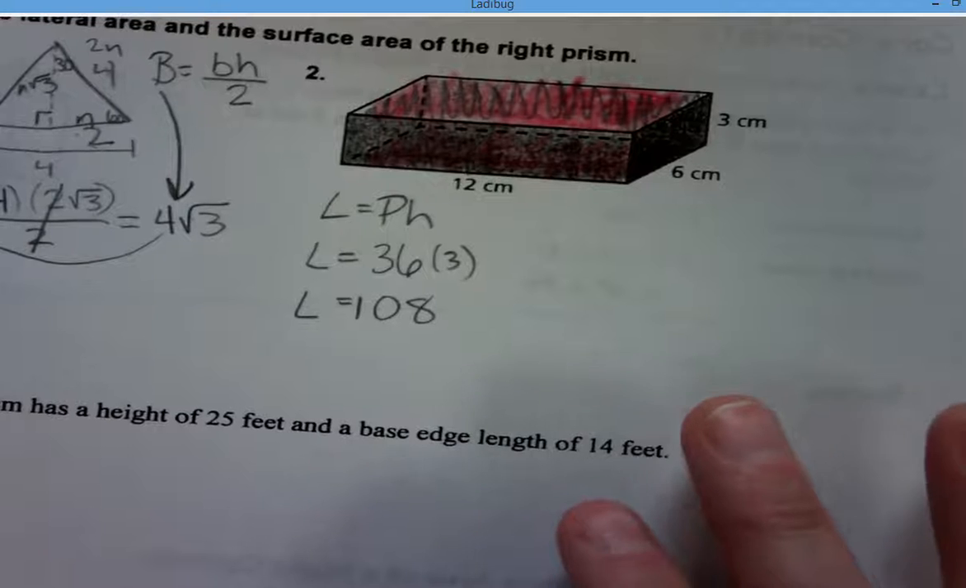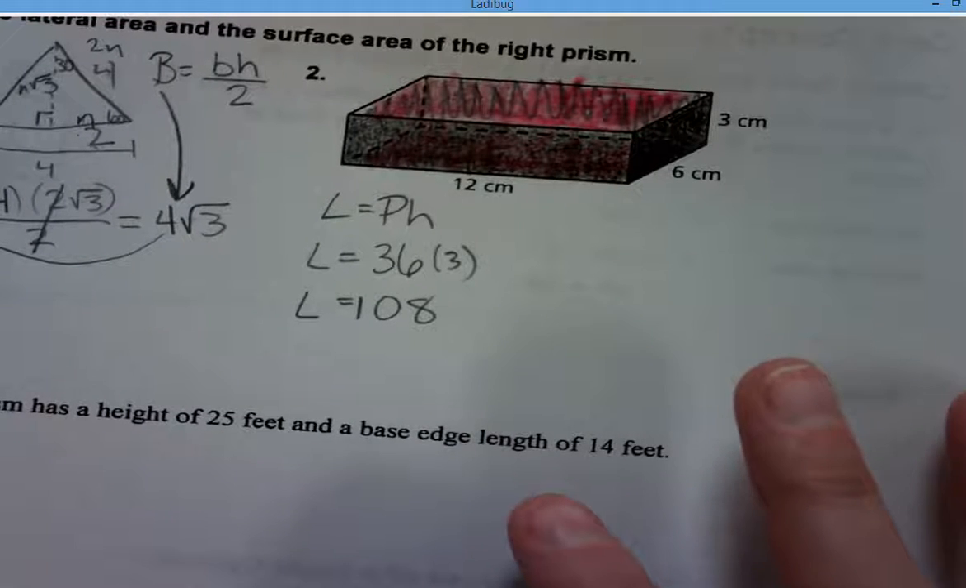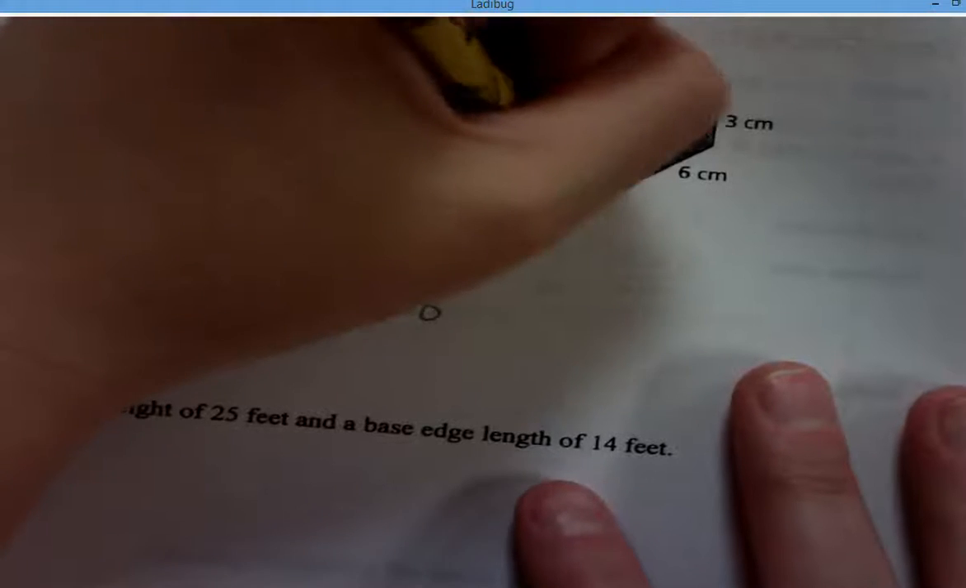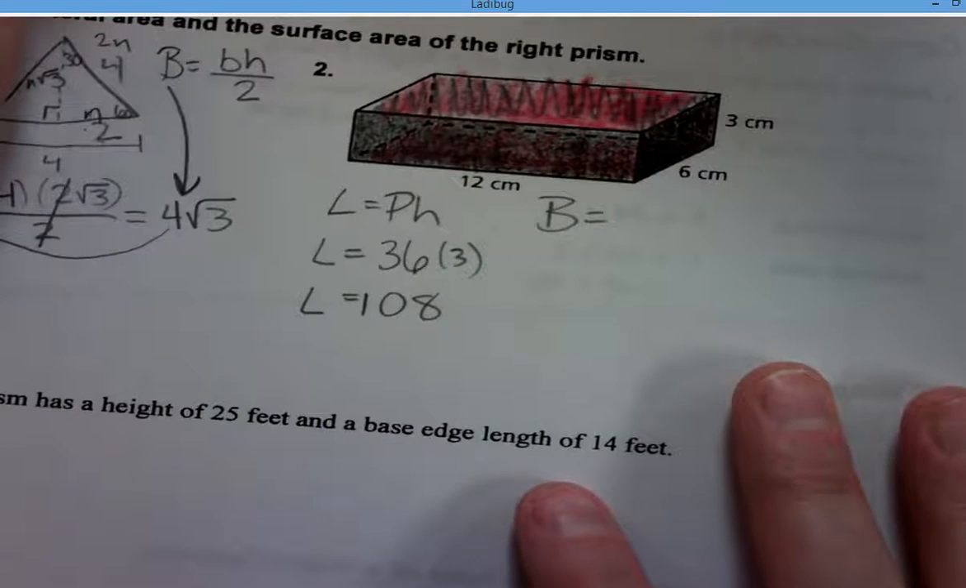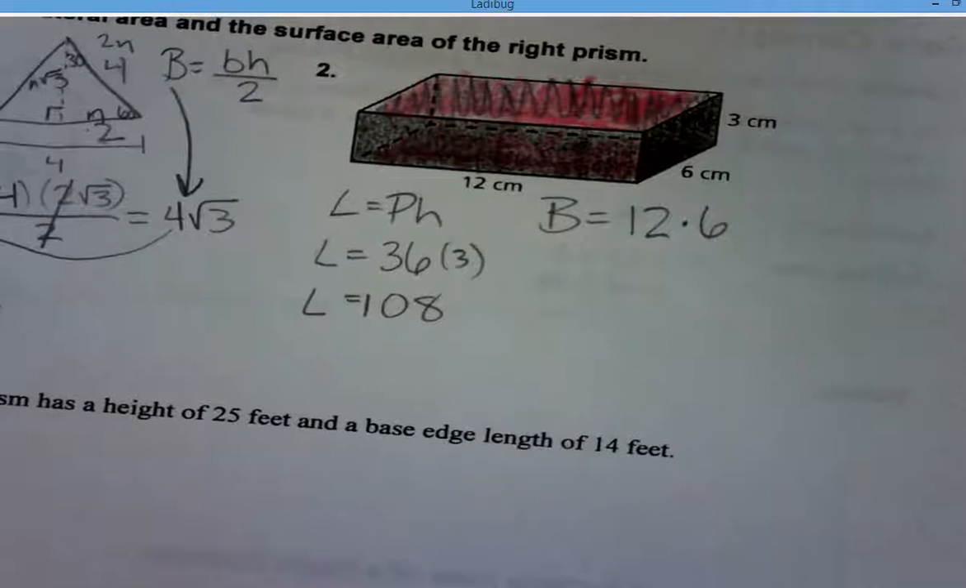108. That's our lateral area. We have found the area of everything but the bases now. Let's move on. Let's find the area of the base. This should be pretty easy. The area of our base is 12 times 6. It's just the two sides of that rectangle. Everybody see where that's coming from?